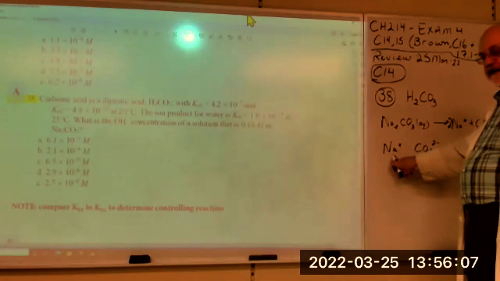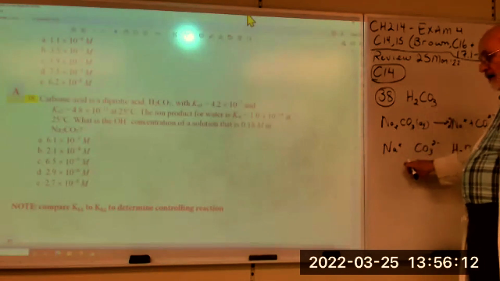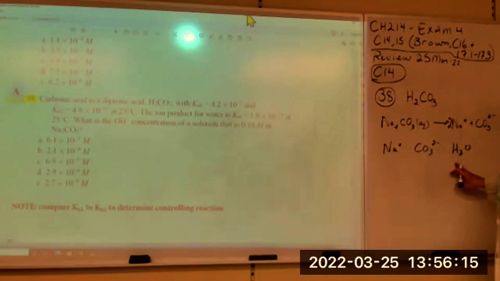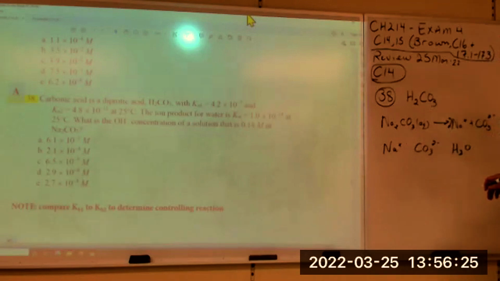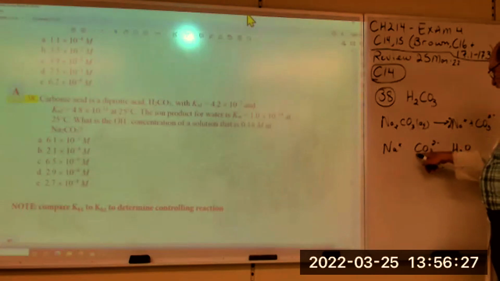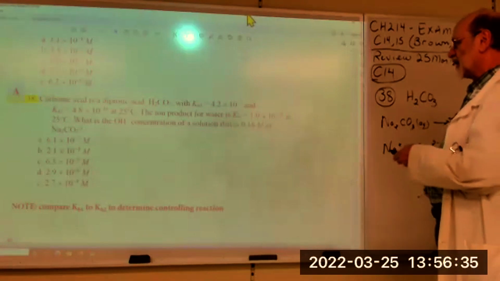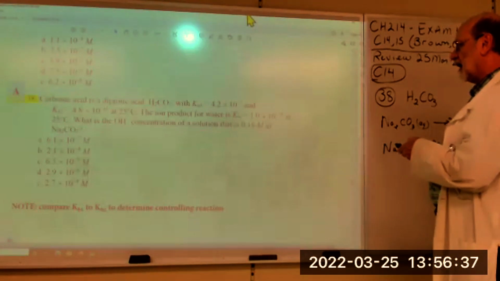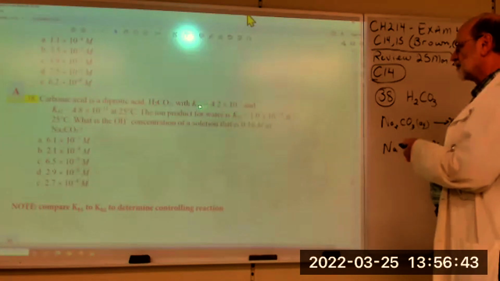Sodium's not going to react with anything. It's not going to get back together with carbonate because it's totally soluble. It's not going to react with water, just because. It has no interest in water. So what we've got is carbonate and water reacting. Let's look at the information we're given. The ion product for water is this.